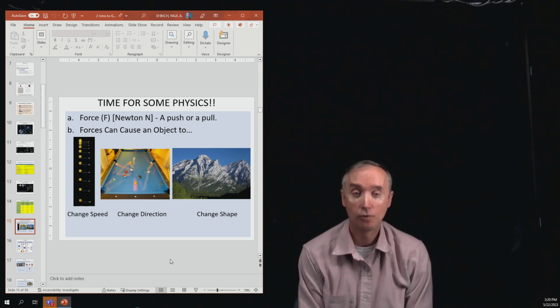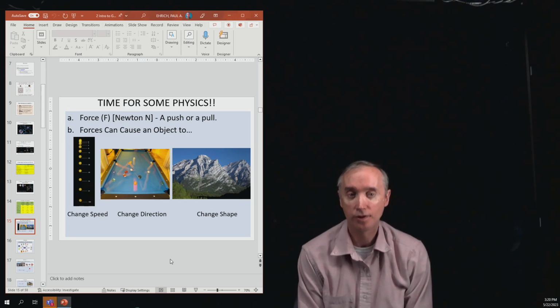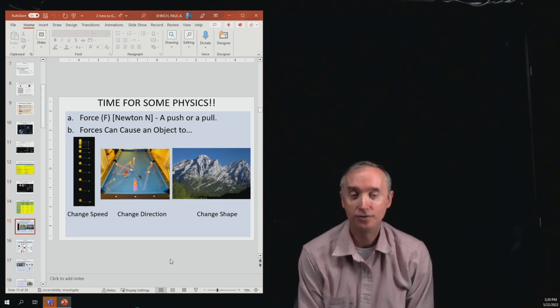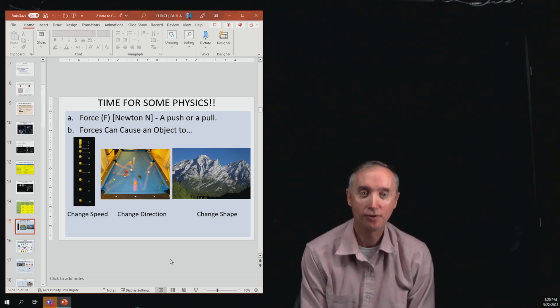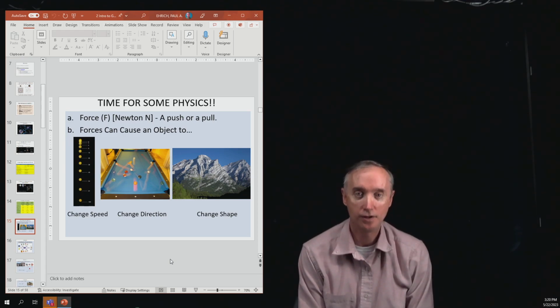So a force is going to be abbreviated with a capital F. So that's the abbreviation for force. The official metric unit is going to be the Newton. And then the word Newton is abbreviated with a capital N. And if you're in America, the English unit for force would be the pound. Okay, but if you're watching me from Europe, then it's going to be the Newton. And we're going to try to stick with metric units in this video series.